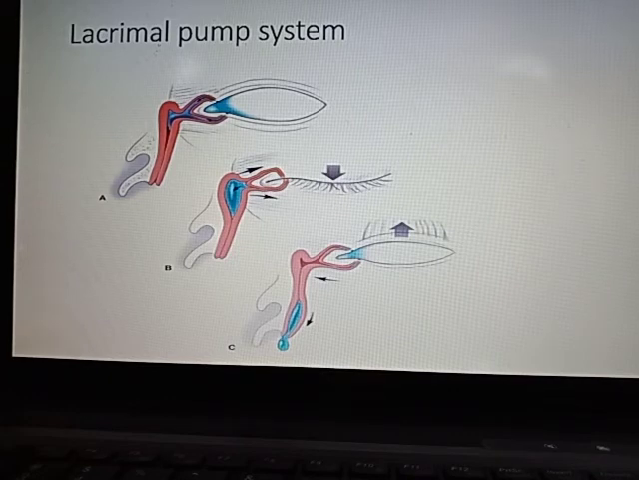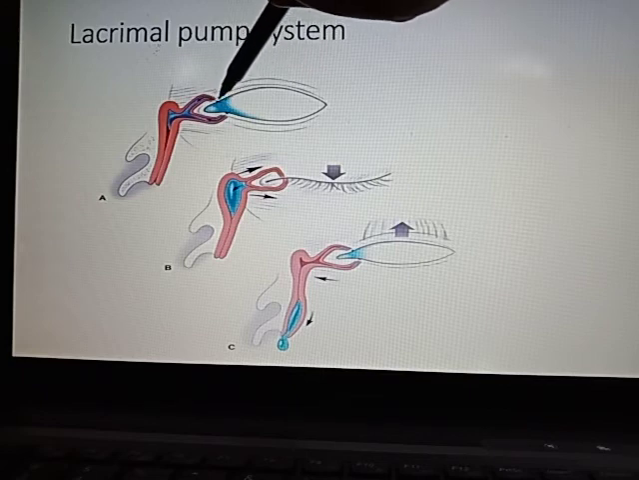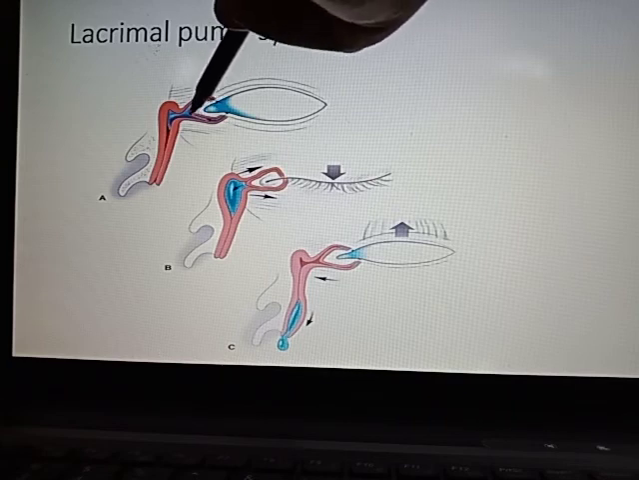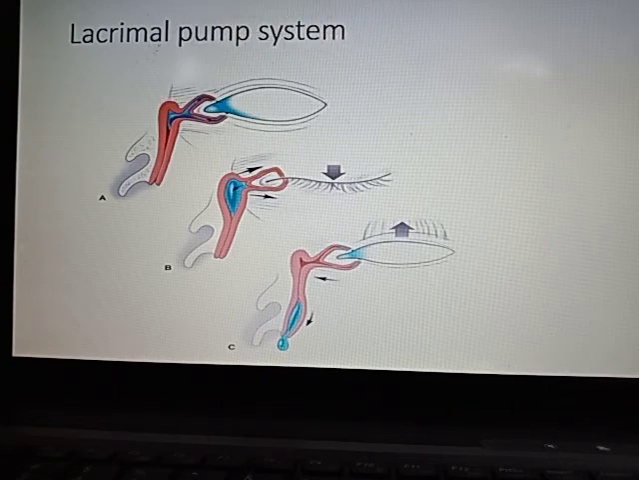It is the lacrimal pump system. How the tear comes to the nasolacrimal duct and goes to the nasal cavity. In a normal condition, the tear, after being produced from the superolateral aspect of the eye, goes downwards and then to the medial canthus. From the medial canthus, the tear enters the punctum and goes to the superior and inferior canaliculi, and a small amount ultimately goes to the lacrimal sac.